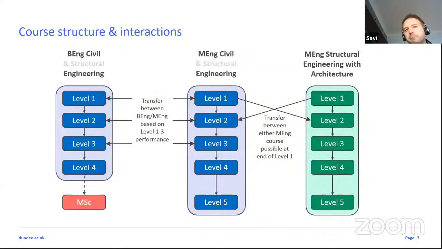So this is probably giving you a diagram of the course structures and how it works. You can probably understand that in the case of the B-Eng, you have 4 levels, as I said. Then you can go through an MC if you want. You can transfer between the M-Eng and the B-Eng. As soon as you keep up a good level of performance, which is requested for the M-Eng, you can go through from the B-Eng to M-Eng.